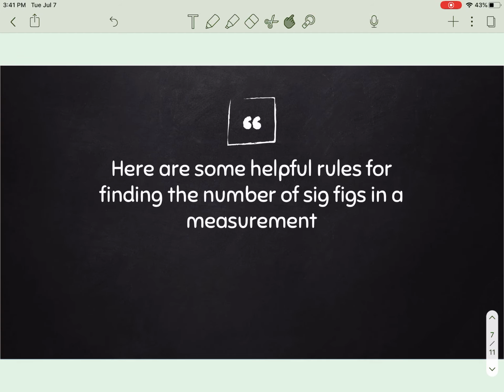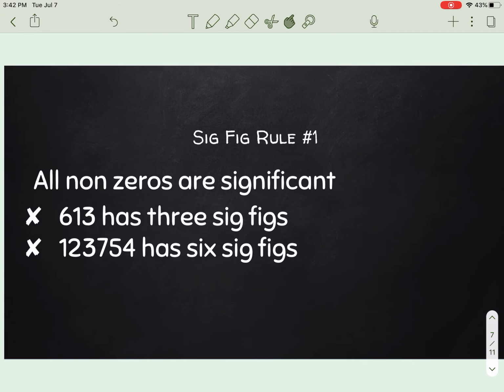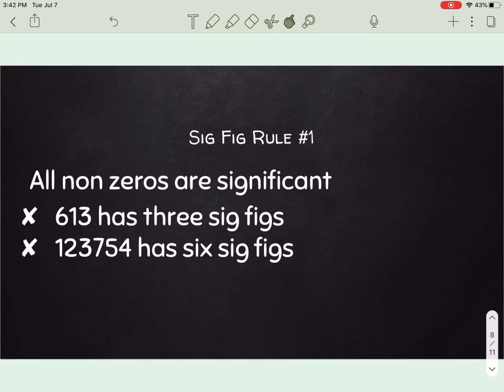So here's some helpful rules for finding the number of sig figs in a measurement. You do not have to memorize them. You just have to be able to apply them if needed. If you plan on pursuing science, you will need to know sig fig rules, especially if that's something that you intend to study in college or make a career out of. They're very much sticklers about sig figs. So here's rule number 1.